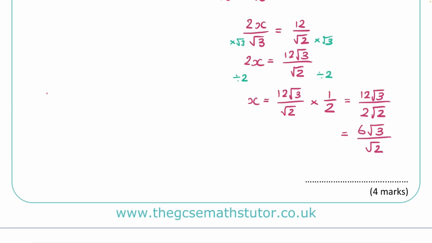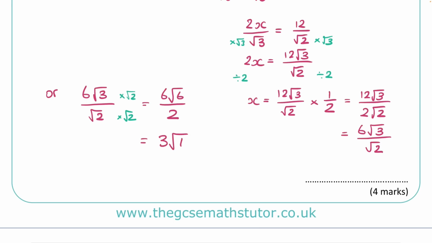If you wanted to, you could rationalise the denominator. You don't necessarily need to in this question, but we could rationalise the denominator here. You could times the top and bottom by root 2, and that would give you 6 root 6 over 2, which is 3 root 6.